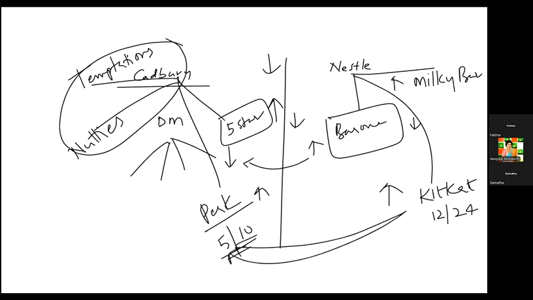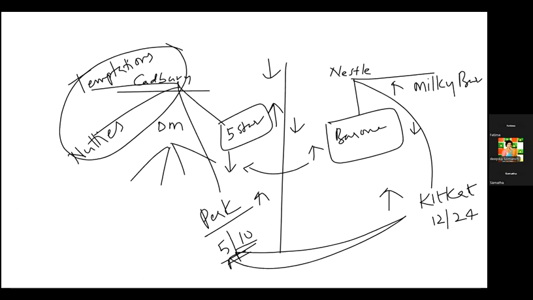Because of the great amount of competition, they couldn't even reduce the price, because Kit Kat was a great hit. They can't reduce the price of Kit Kat. What they have launched is a similar version, so-called Munch, in 2 rupees, 5 rupees, and 10 rupees variants. This keeps on going.